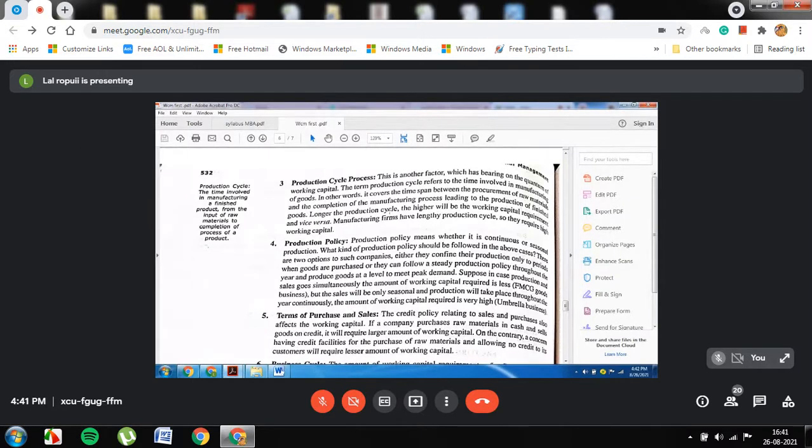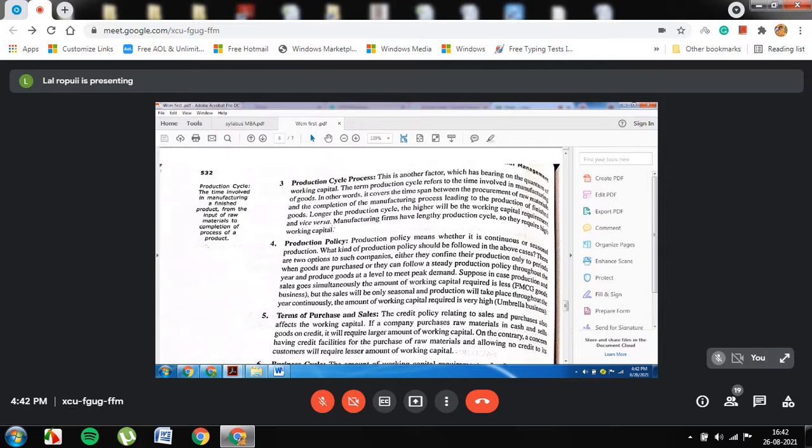The production cycle, and the time taken for the conversion from cash to cash, is another factor which has a bearing on the quantum of working capital. The term production cycle refers to the time involved in manufacturing of goods. In other words, it covers the time span between the purchase of raw materials and the completion of the manufacturing process leading to production of finished goods. The longer the production cycle, the higher will be the working capital requirement, and vice versa.